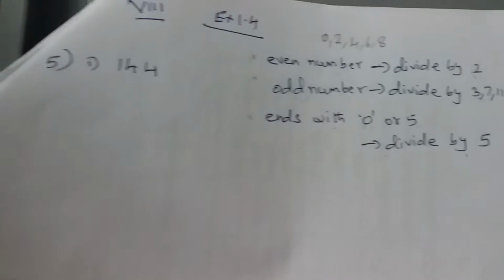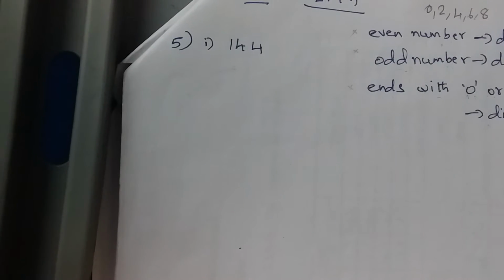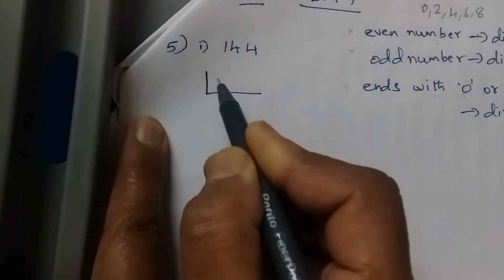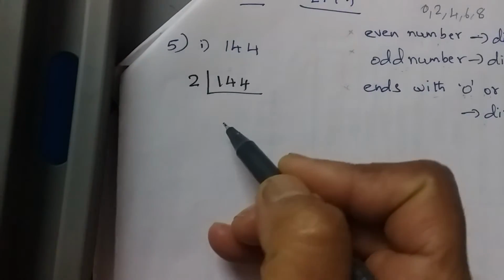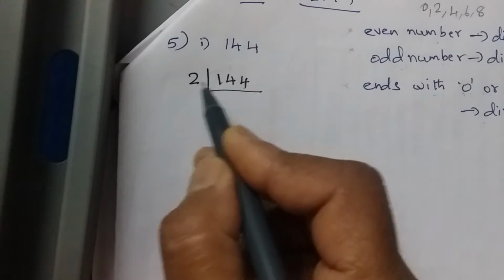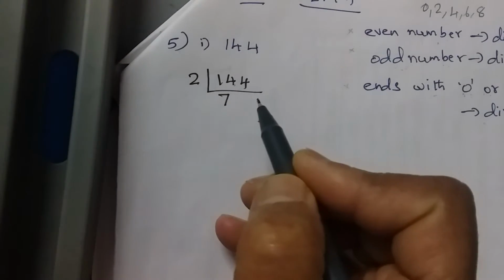Now let us take the first question, which is 144. What is this number? Tell me. 144. It is ending with 4. It is an even number. So if it is an even number, we divide by 2 because all the even numbers are divisible by 2. So take the first number 1. We cannot divide 1 by 2. So take 14. It goes 7 twos are 14.